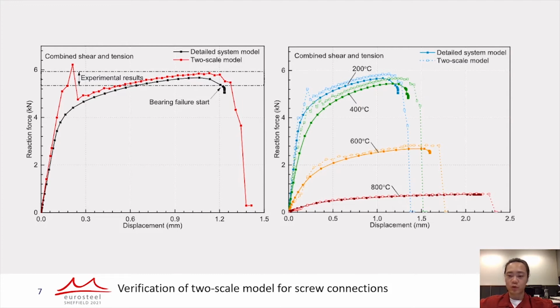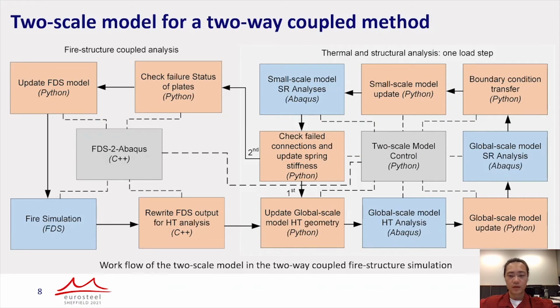So, as described above, the two-scale model can be used to predict failure of both screw and bolted connections. We may need some codes to make this procedure mentioned above automatically coupled. The simulation flow of the two-scale model coupled with fire structure simulation is shown here.